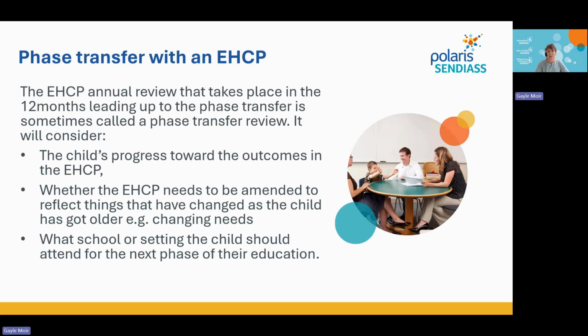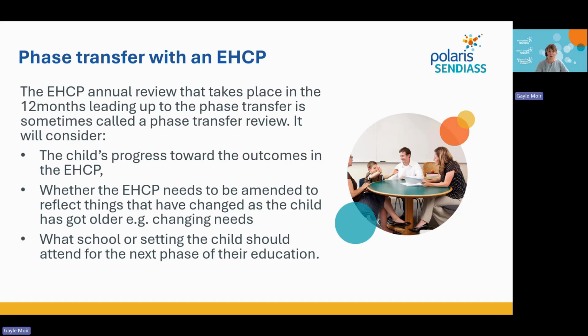An education, health and care plan annual review that takes place in the 12 months leading up to the phase transfer is sometimes called a phase transfer review. It should follow the same process as the annual review does every year, but at a phase transfer, your child has reached an academic milestone, so it's an especially good opportunity to reflect on the outcomes that are in your child's education, health and care plan, and whether they've made progress towards them, whether they've achieved them, and whether new outcomes need to be set.